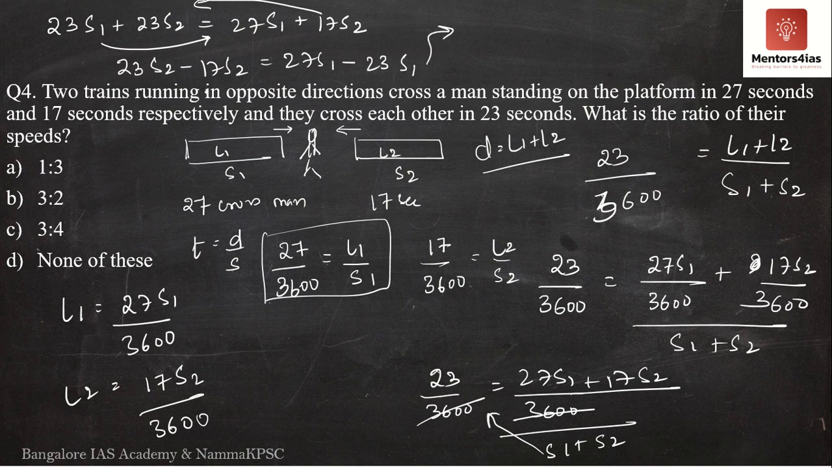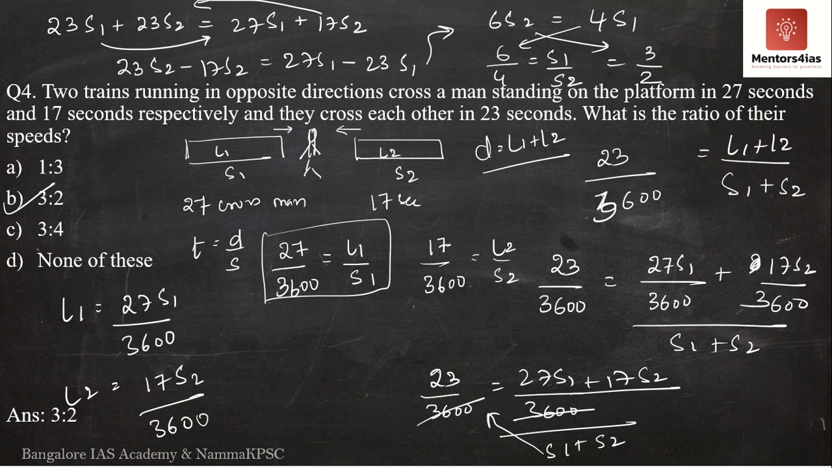Now, what do we get here? 23 minus 17 S2 is nothing but 6 S2, is equal to 27 minus 23 S1, which is nothing but 4 S1. I take S2 over here and 4 to the left hand side. So what do we get? We get 6 by 4 is equal to S1 by S2, or S1 by S2 is nothing but 3 by 2. Therefore, the correct answer is 3 is to 2, or option B. It is option B, 3 is to 2. Next question.